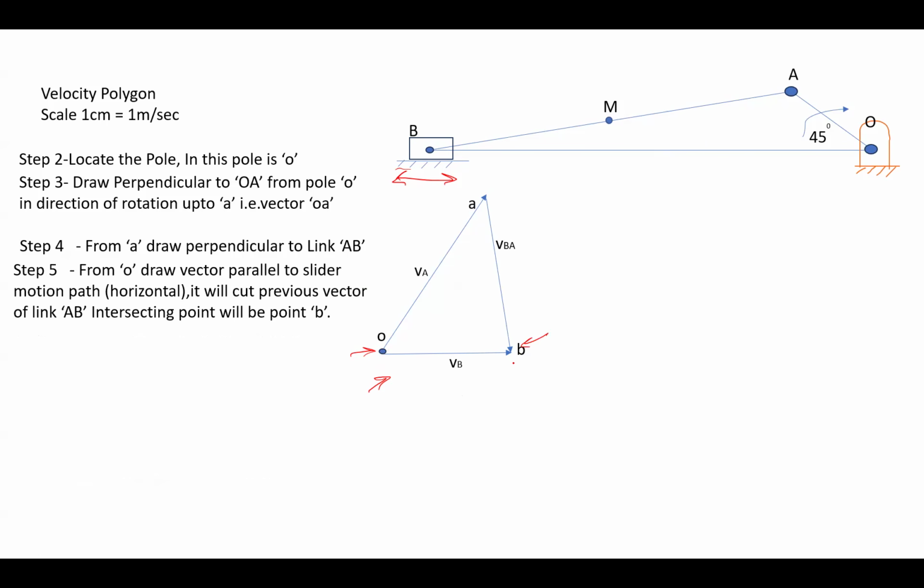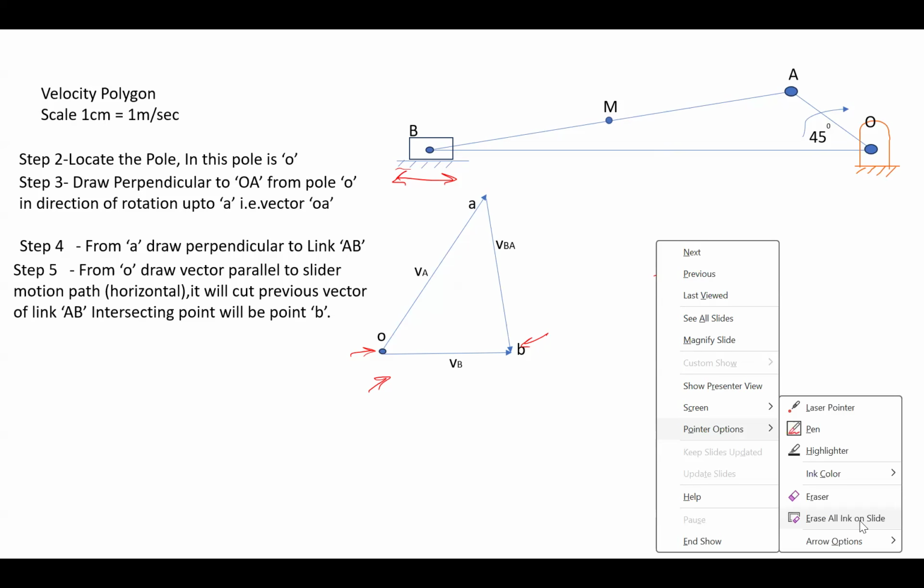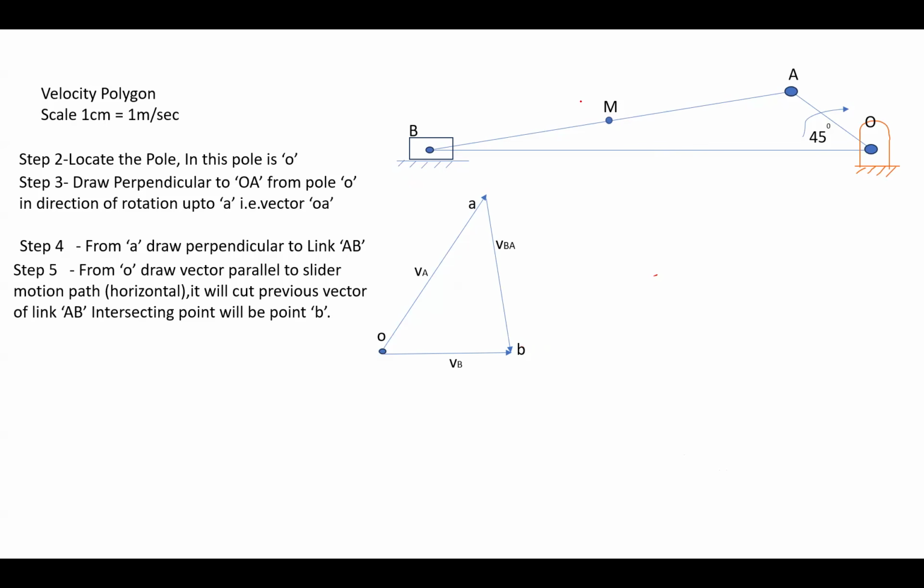So B point will get located here. After locating this, you have an M point, the midpoint of the crank connecting rod AB. Now for AB, you have vector AB here. On the same vector, you have to locate the M point.